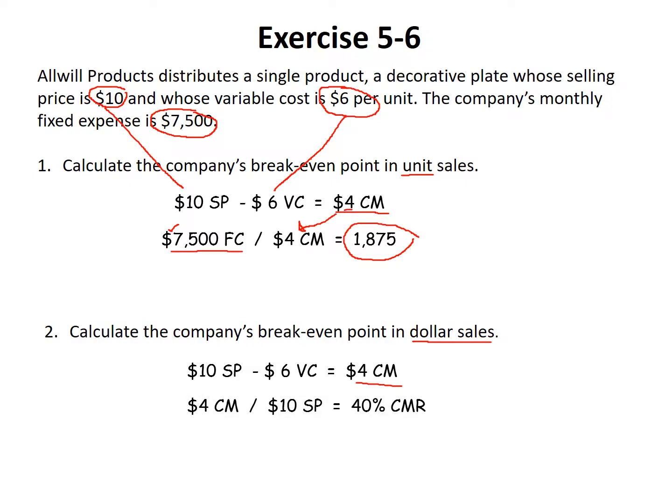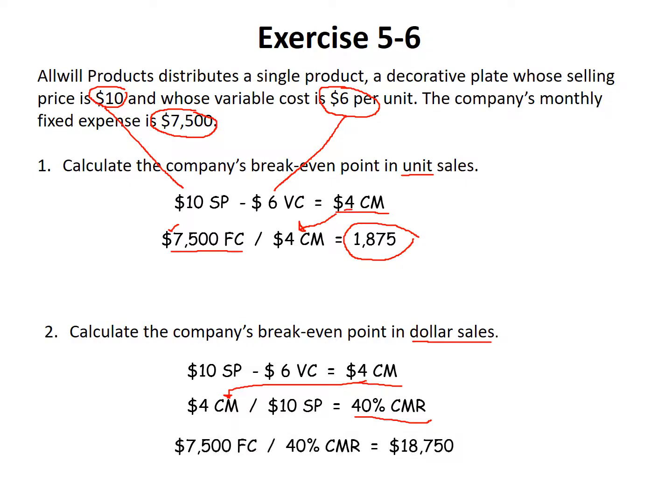Now we calculate what we call the contribution margin ratio. The contribution margin ratio is that $4 contribution margin divided by the selling price. It's basically saying what percentage the contribution margin is of the sales price. So the $4 contribution margin divided by the $10 sales price means we're going to have a contribution margin ratio of 40%. That means every time we have a sales dollar, 40% of that sales dollar is going to go into contribution margin.